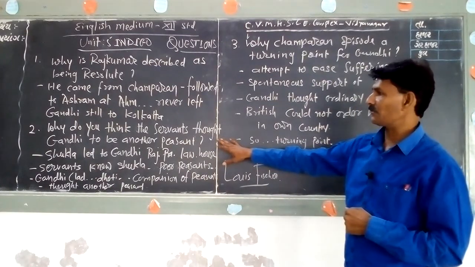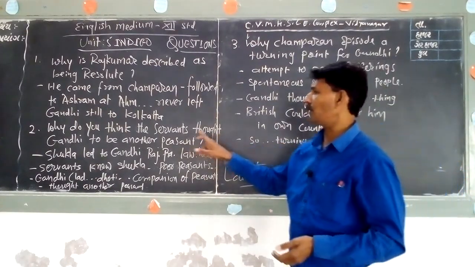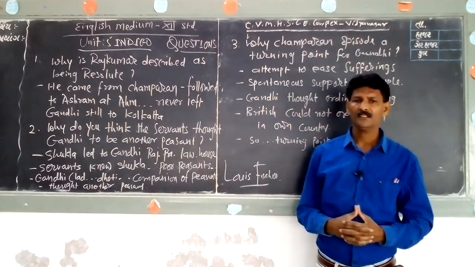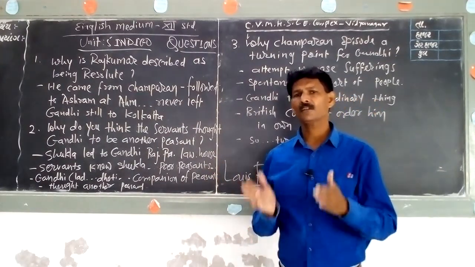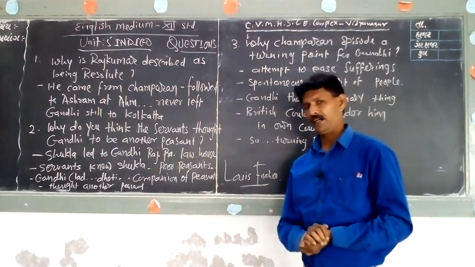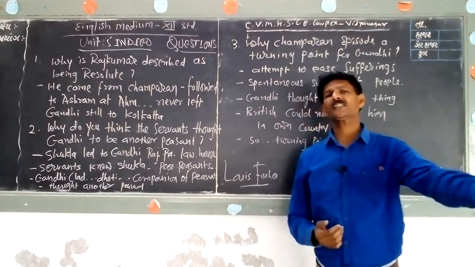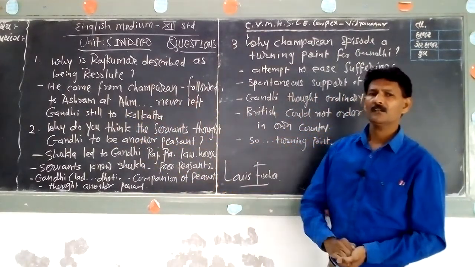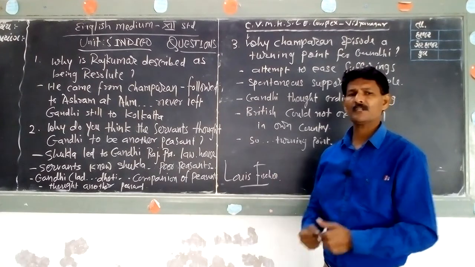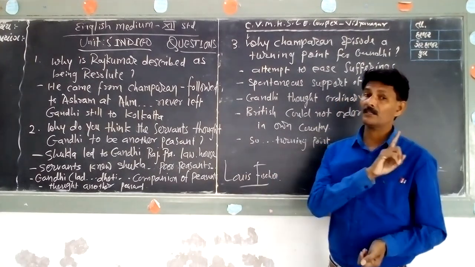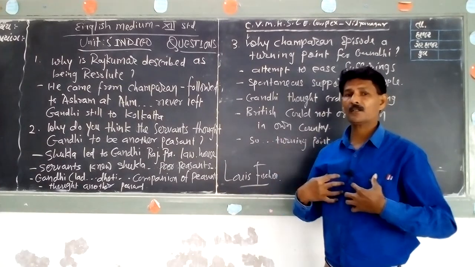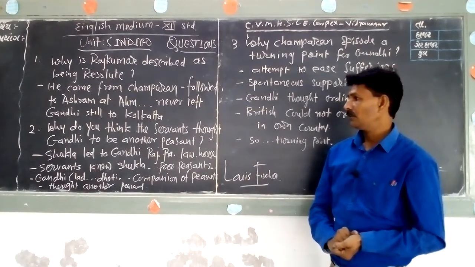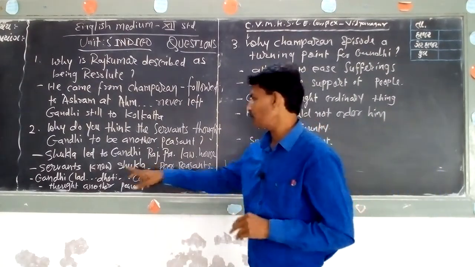Now the second question is, why do you think the servants thought Gandhi to be another peasant? We have seen that Gandhi was always worried about the poor people of India, and he had taken a decision that until the last person of the country got proper food and education, he would never have an upper cloth on his body, and that's why he was always clad in a simple dhoti.